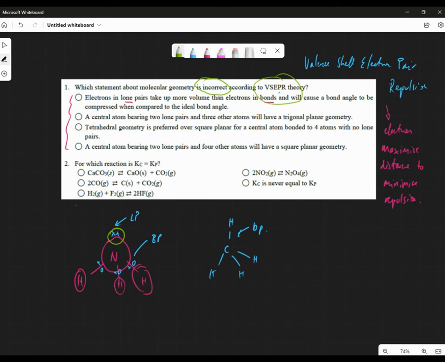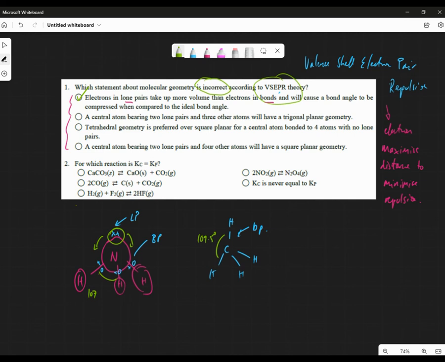So these push down and decrease these bond angles. In methane, the bond angle is 109.5. But in ammonia, it will be about 107. It will be squashed down. So the lone pairs repel more than the bonding pairs. The volume thing is one reason for the increased repulsion, and the second one is it's closer to the parent atom, so it pushes down more. So this is a true statement, so it's not the answer.